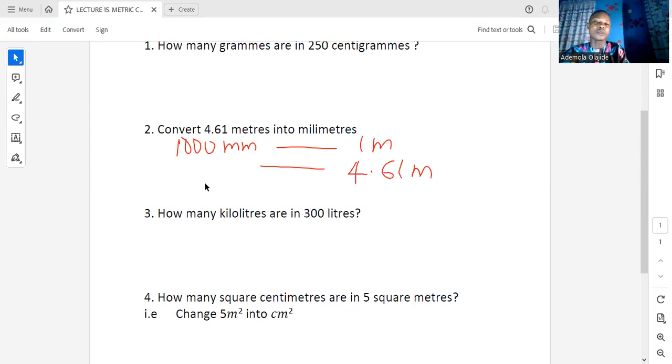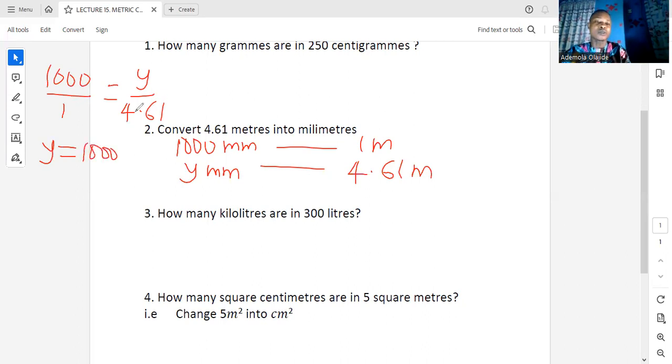Convert into millimeters. That means we don't know it. Let's call it letter Y millimeters. That's what we want to find. So just apply direct proportion. You say 1,000 over 1 equals Y over 4.61. So you just cross multiply. 1 will multiply Y. That is Y equals 1,000 times 4.61.